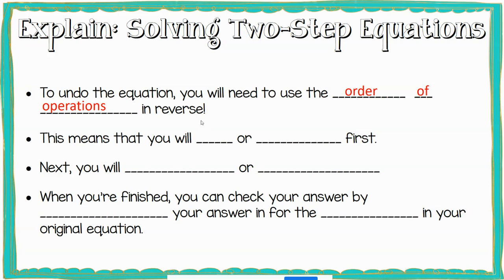That means that you would actually add or subtract first. So you would get rid of any addition or subtraction by using the inverse operation. Then you will get rid of multiplication or division by using the inverse operation. When you're finished, just like we did with one-step equations, you can check your answer by substituting your answer in for the variable in the original equation. Let's look at some examples.